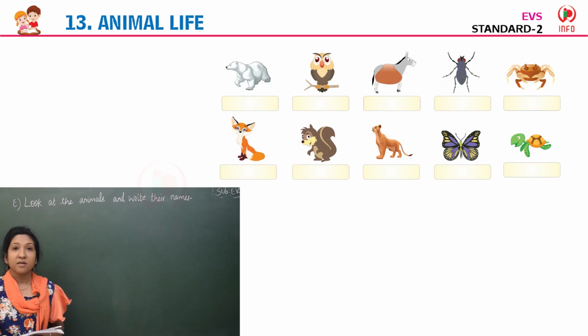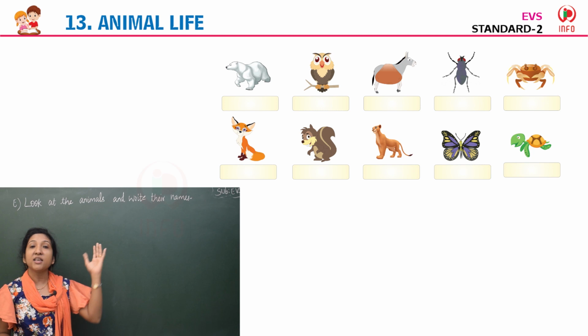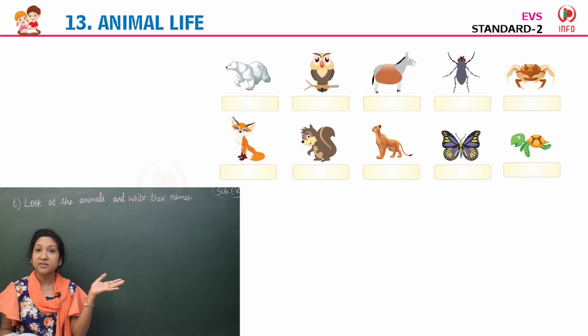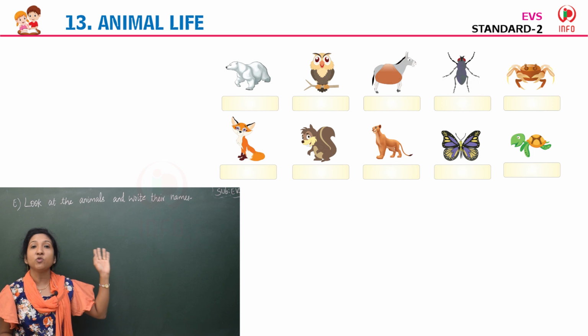Children, so next exercise, exercise E. Look at the animals and write the names. Here you are given the pictures of some animals. Can you see the pictures of some animals here? Images of some animals are given. See the animal picture, then you have to write the names one by one.